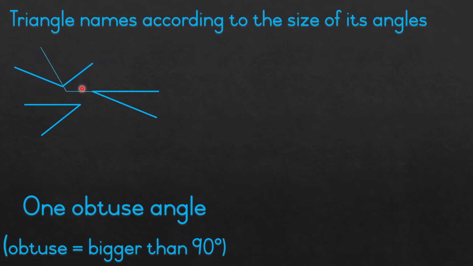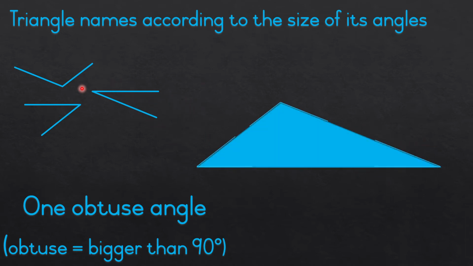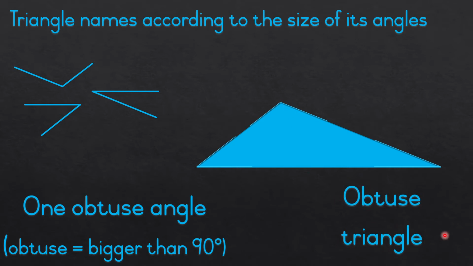So therefore, let's place it at the top and at the left and at the right. Then we have a triangle that looks like that. So our obtuse angle is at the top at the moment, which is much bigger than 90 degrees as you can see. And therefore this angle is an obtuse angle which forms our obtuse triangle.